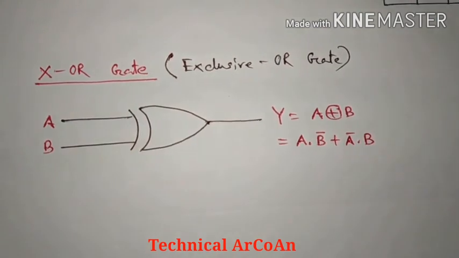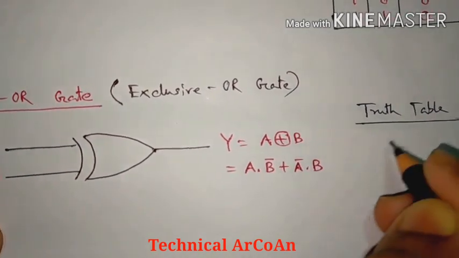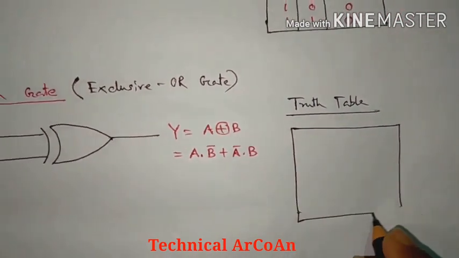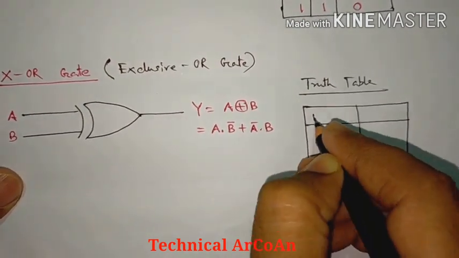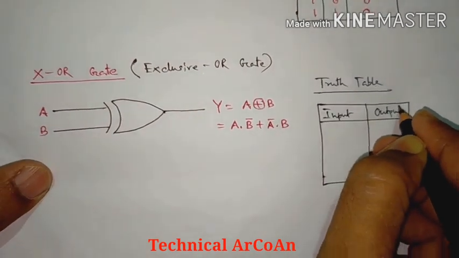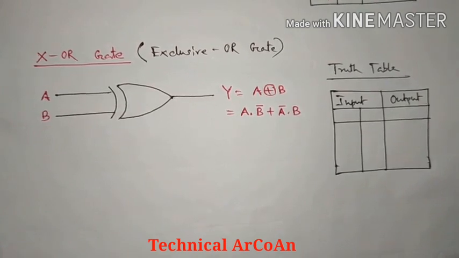Now go for the truth table. In the same way, there are also two inputs. We first divide into two parts. Here I am writing input and here I am writing output. Input is divided into two parts because we are taking two inputs here.